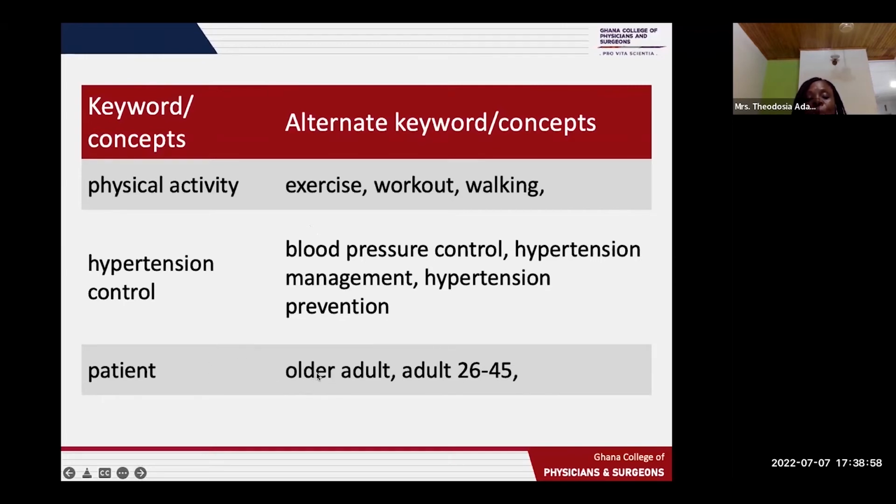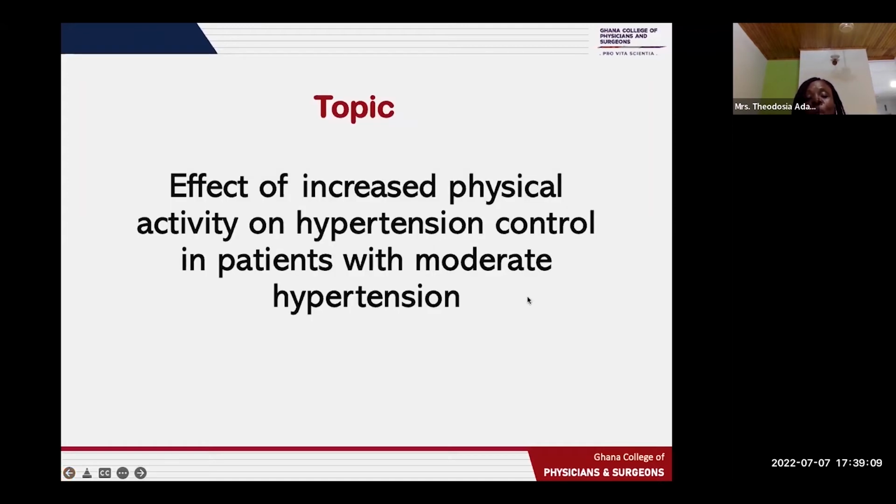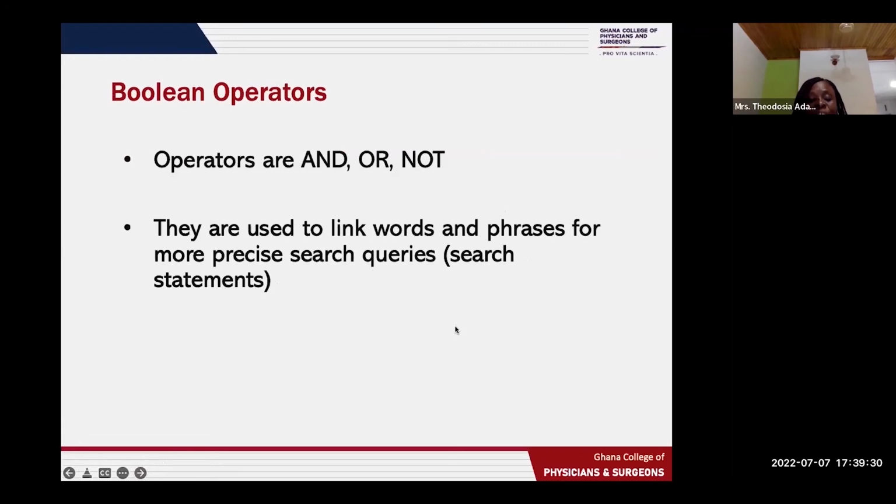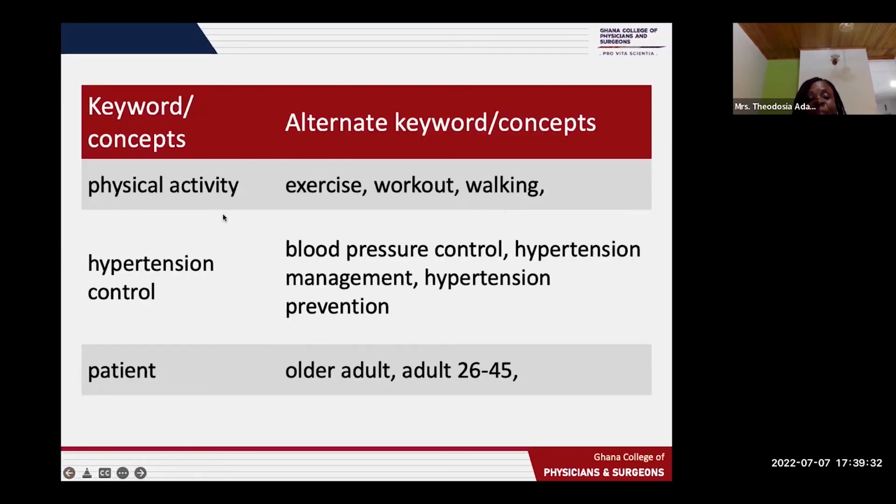So we are looking at the older adults aged 26 to 45. Again, this may be defined by the researcher. So you realize that when we look at this topic, we have stripped it to the bare minimum of the concepts that we are interested in: physical activity, hypertension control, and patients. As I mentioned earlier, these key concepts are our search terms, but we still are not ready to perform a search.